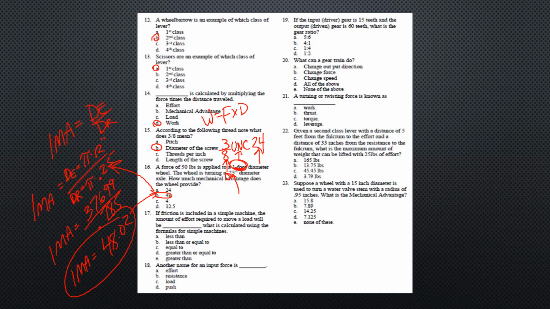17, friction is included in a simple machine. The amount of effort required to move a load will be less than or equal to what is calculated using the formulas for simple machines. 18, another name for an input force, that's your effort. 19, the input driver gear is 15 teeth and the output driven gear is 60 teeth. What is the gear ratio?